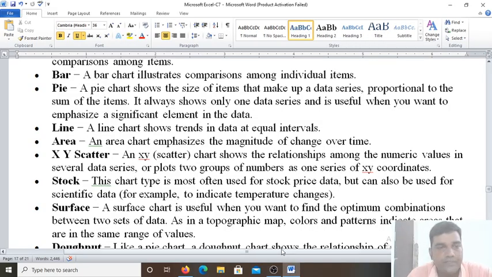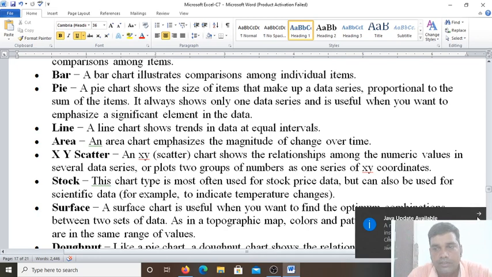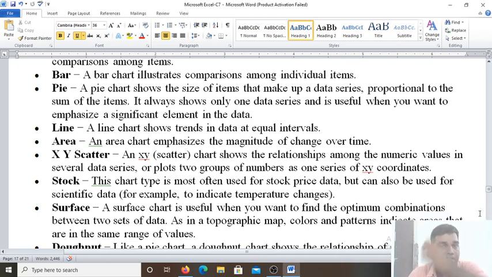Next is the XY scatter chart. So XY scatter chart shows the relationship among the numeric values in several data series, or plots two groups of numbers as one series of XY coordinates. You can see figure 3.8 of your book, XY scatter chart. Here one set of numerical data is displayed along the horizontal axis, that is the x-axis, and the other set is represented on the vertical axis, that is the y-axis.